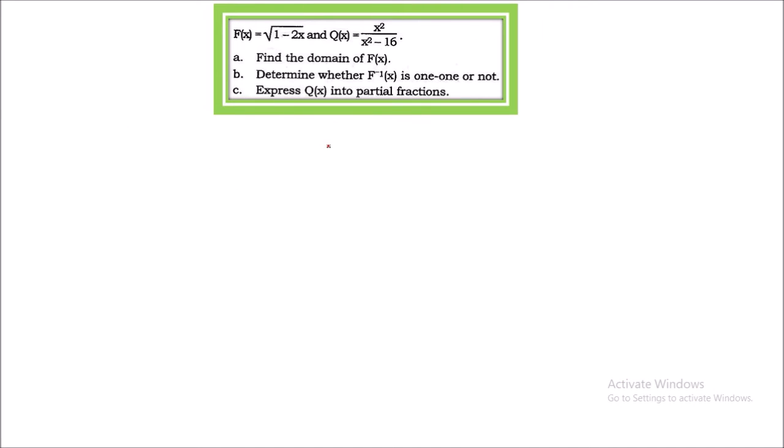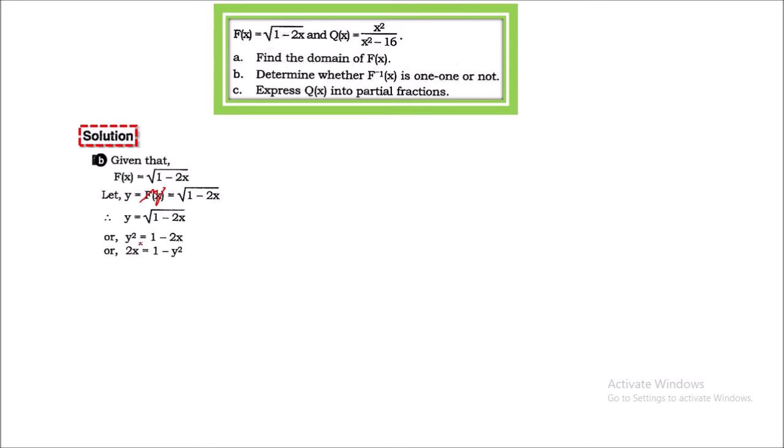I am just going to the next video. Next question, number B: determine whether f inverse(x) is one-one or not. For finding that, at first we have to find the f inverse function. Just look at f(x) = √(1 − 2x). So we let y = f(x) = √(1 − 2x). From that we can write y = √(1 − 2x).